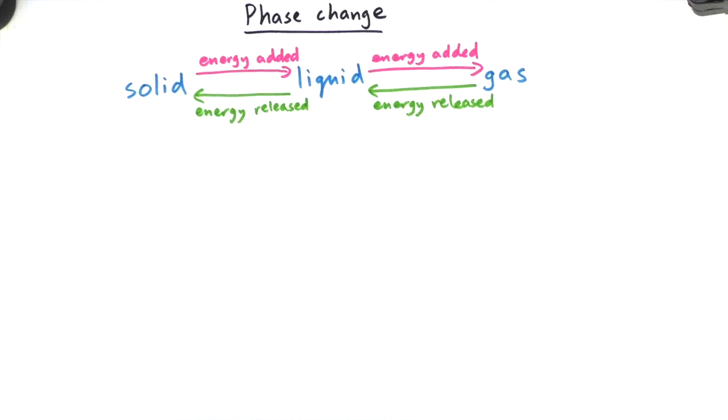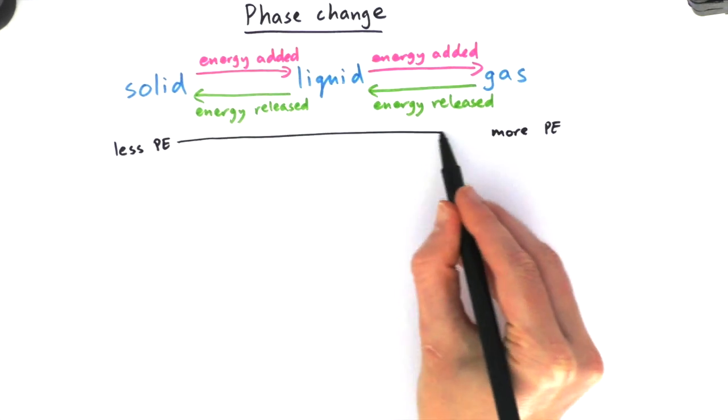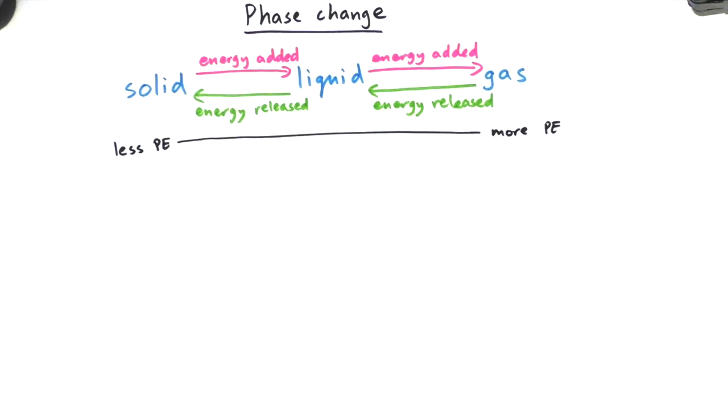Now if we look at the energies of the molecules in these 3 different phases, we find that in a solid the molecules have the least potential energy, and in a gas they have the most potential energy, and a liquid is somewhere in between. So when we're adding energy from a liquid into a gas, for example, the molecules are gaining potential energy, and that's why they change phase.